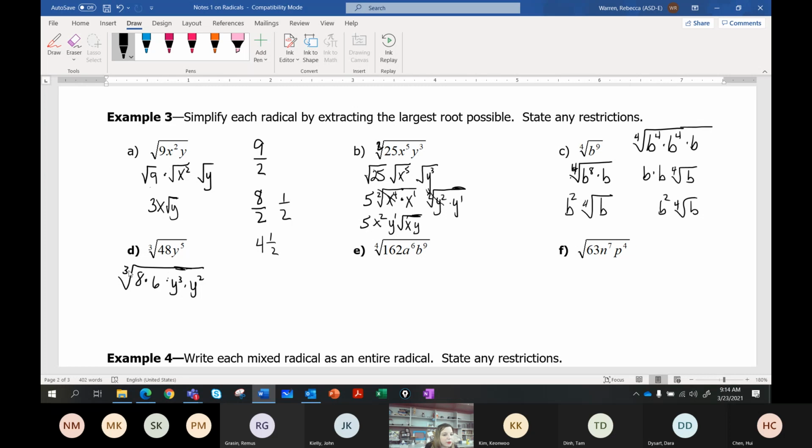All right, and then again, we break down into the things that we can take the cube root of. So the cube root of 8 is 2. The cube root of y cubed is just y. And then what are we left with under the radical that we couldn't simplify? We couldn't simplify this 6, and we couldn't simplify this y squared. So this is what our final answer would look like. You guys are going to try E and F.